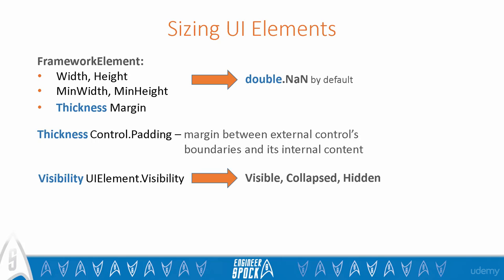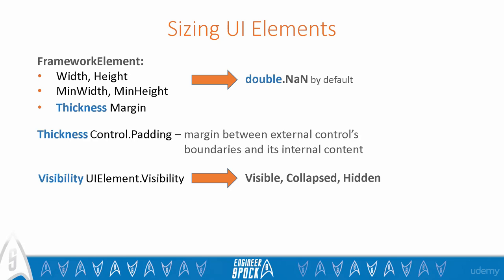The Visibility property is exposed by the UIElement class, and it means that all UI elements can be Visible, Collapsed, or Hidden. These 3 values can be assigned to this property. The Visible value does not require any explanation. But what is the difference between Collapsed and Hidden values?